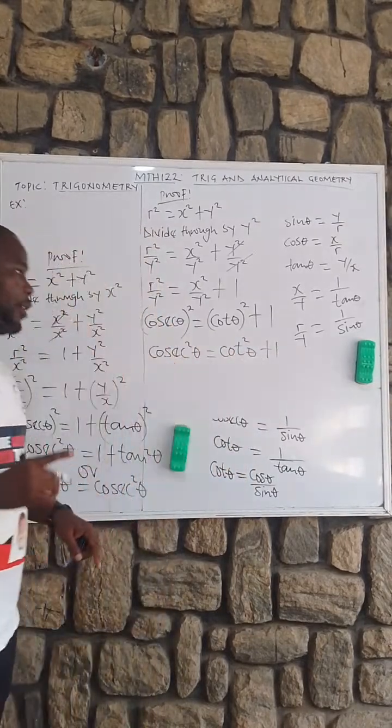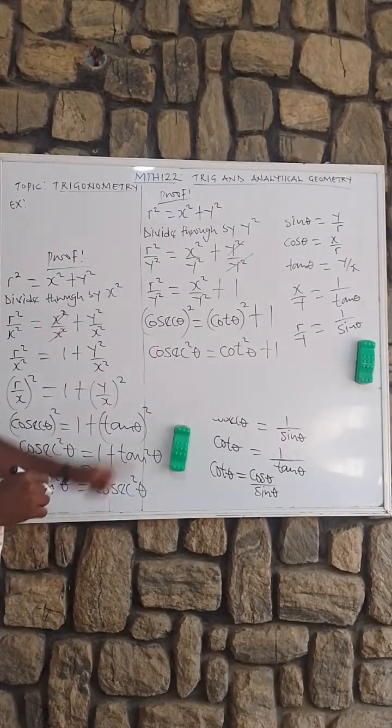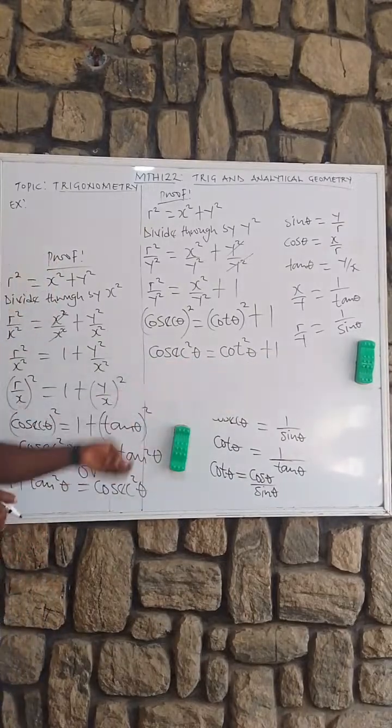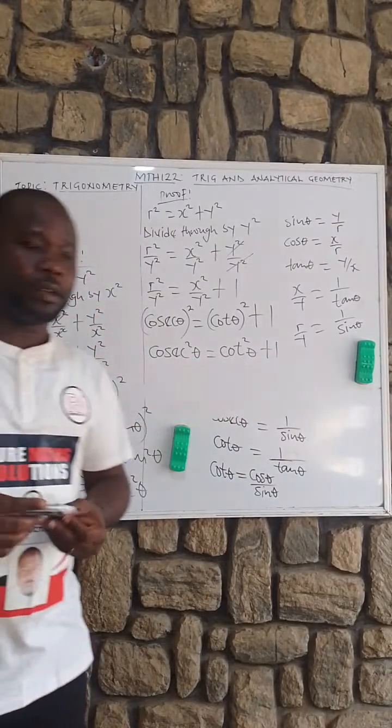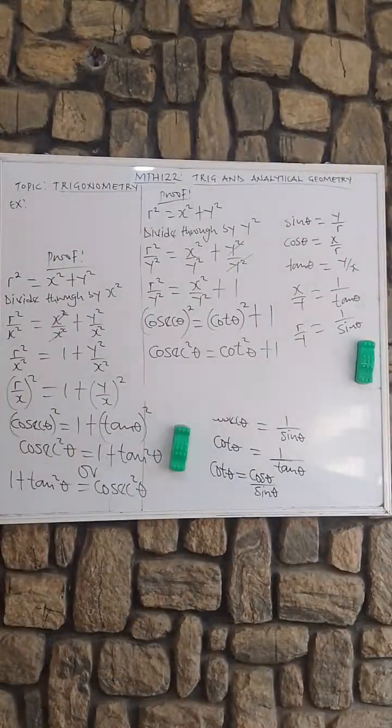So whenever you are asked to prove that either this is equals to this or this is equals to this, this is the procedure you are going to follow. Is that clear? Any question? Please, do you have any question?